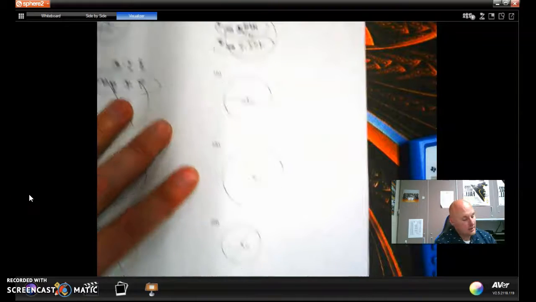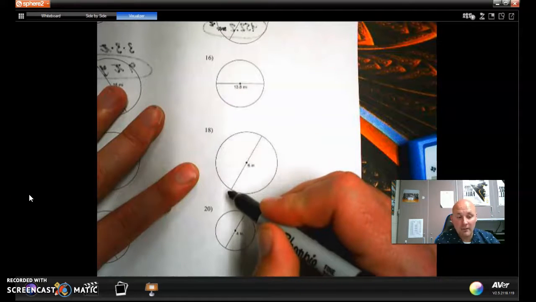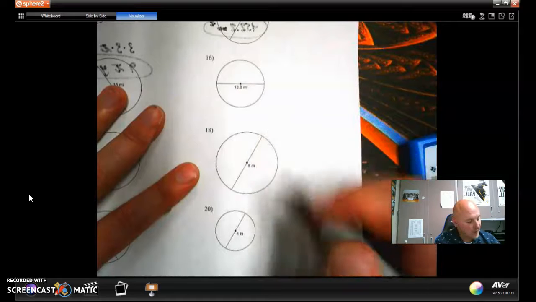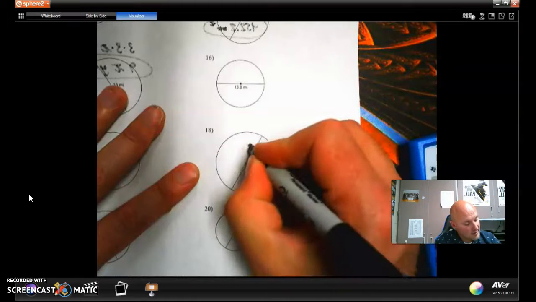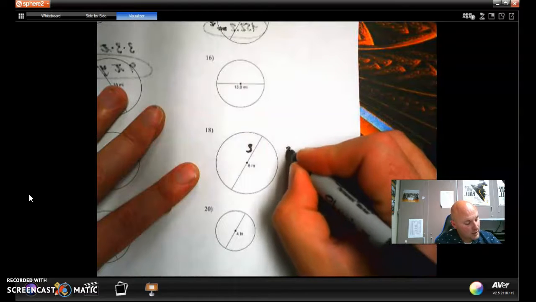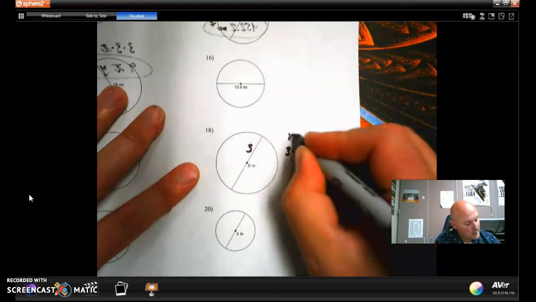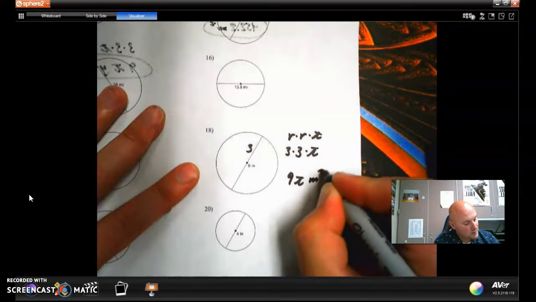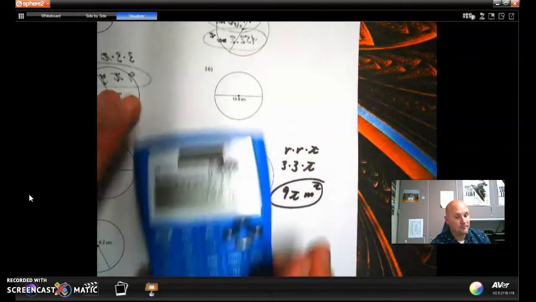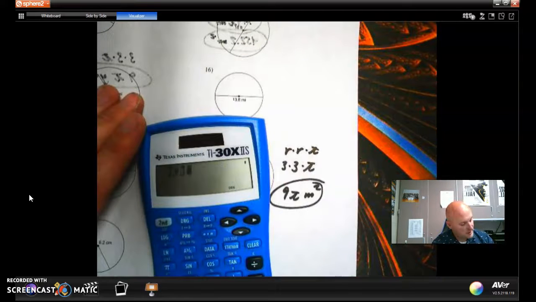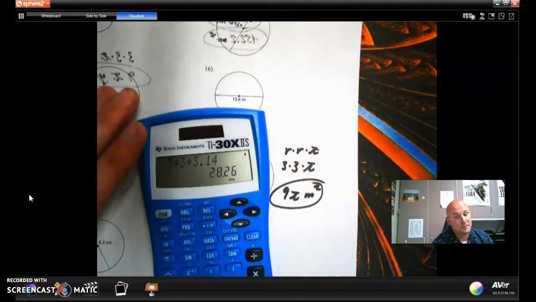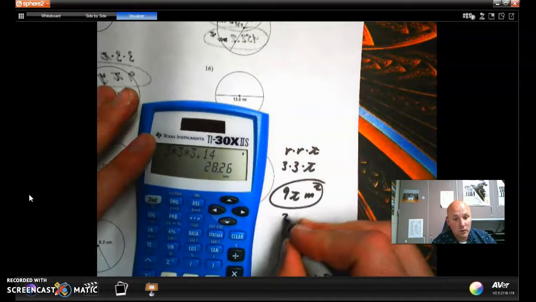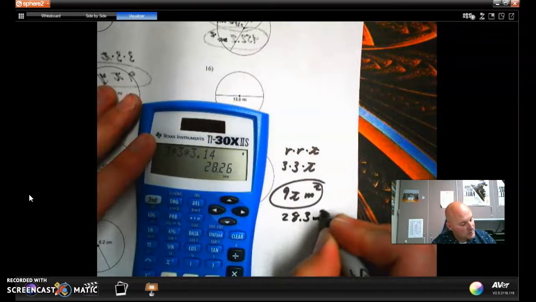There's a couple tricky ones in here, like number 18. They don't give you the radius. They give you the diameter. What's the radius? It's half of that. So instead of 6, the radius is 3. So 3 times 3 times pi. Radius times radius times pi will give us the area, 9 pi meters squared. And again, if you really want to, you can go 3 times 3 times 3.14, which is pi, and you can get 28.26, but you got to remember to round correctly. That means it'd be 28.3 meters squared.